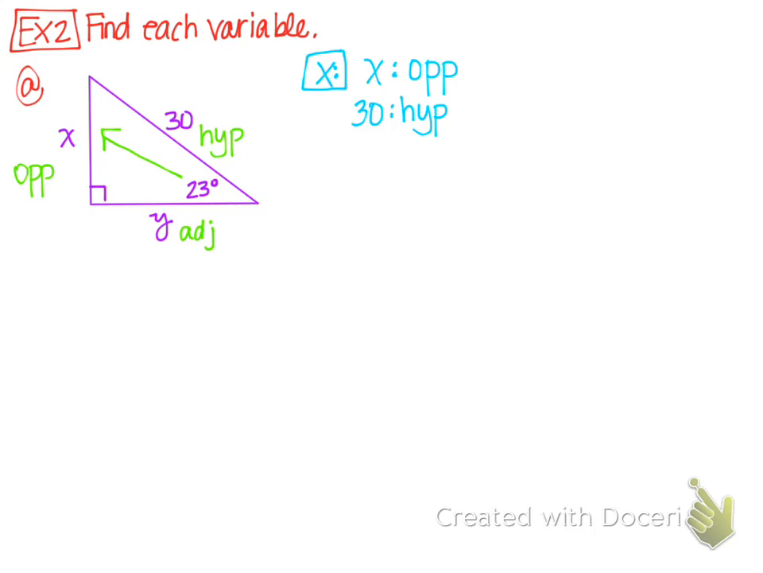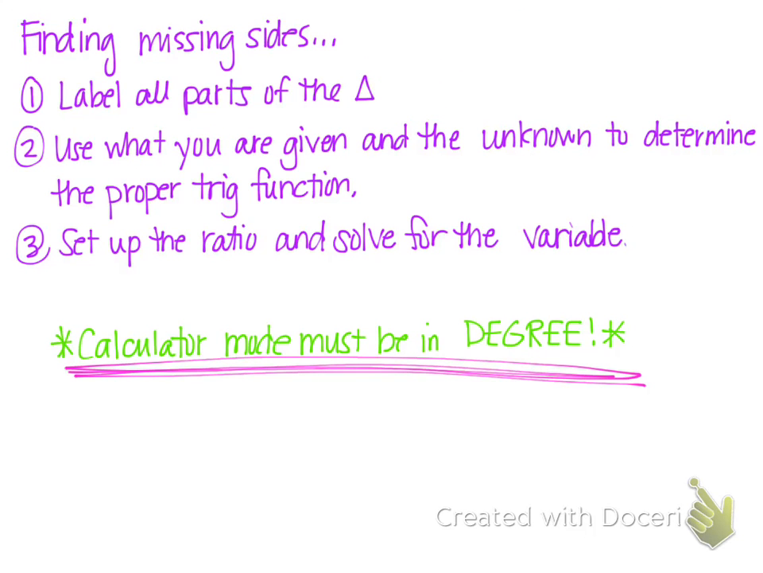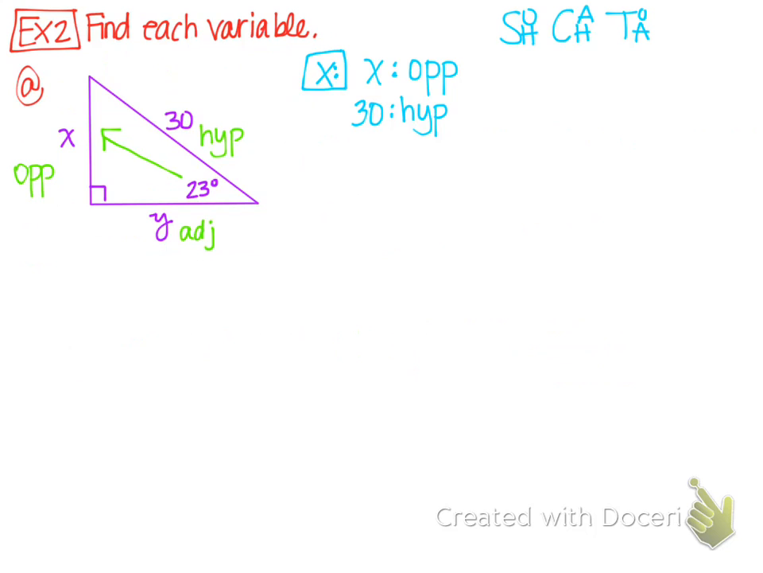So then we've got to figure out which trig ratio we're using. And I'm going to write my trig ratios up top. SOHCAHTOA. So we're looking for, are we using sine, cosine, or tangent? What we've got to use is what we're given and the unknown. So we're given O and H. So which one of these trig ratios has O and H in it? And that's this one, sine. So we're going to use sine for this particular example. So after you figure out which one it is, the third step says, set up the ratio and solve for the variable. So we're going to set it up.